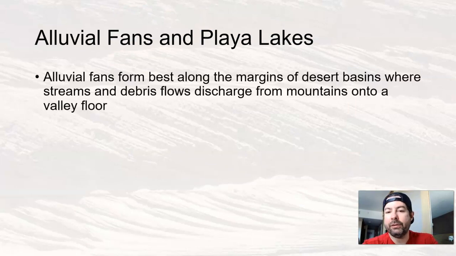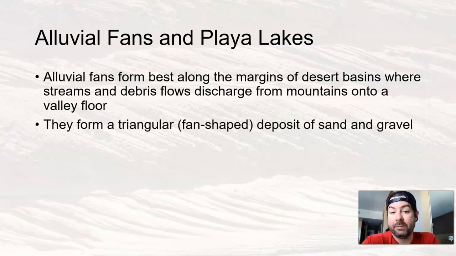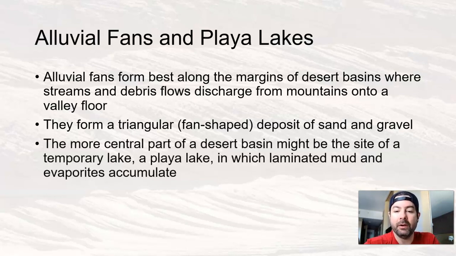Adding on to deserts, alluvial fans and playa lakes. Alluvial fans form along the edges of desert basins where the basin itself butts up against some mountains. Let's say you have some rain or some melting snow. As that material comes out of the mountain onto the flat plain at the base of these mountains, it deposits sediment in a triangular, fan-shaped thing we call an alluvial fan. And usually it's sand and gravel, higher energy transportation with this flowing water.